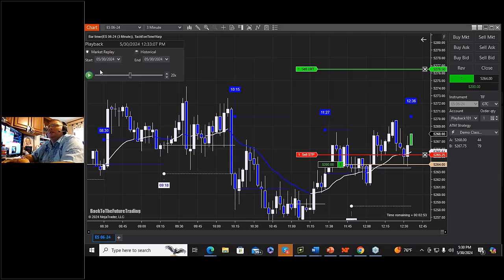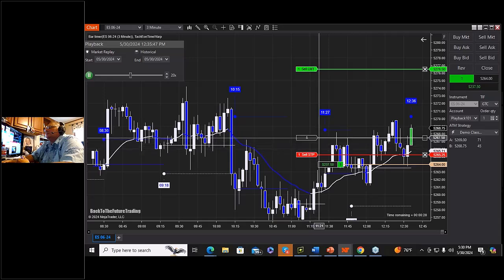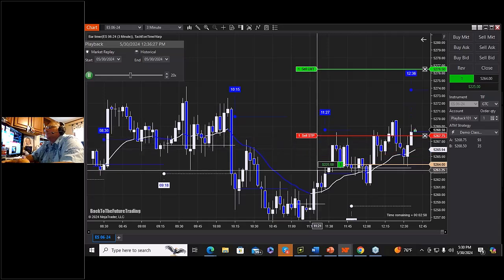So with that, let's finish up this trade right here, and let's see if we can make it to the end of this candle. Let's grab half of that.